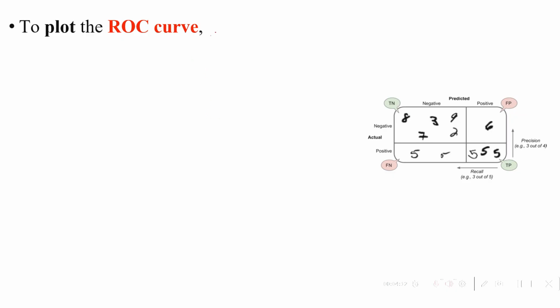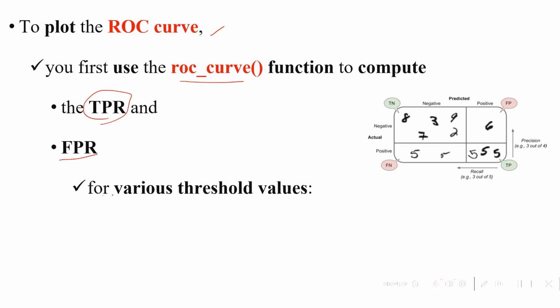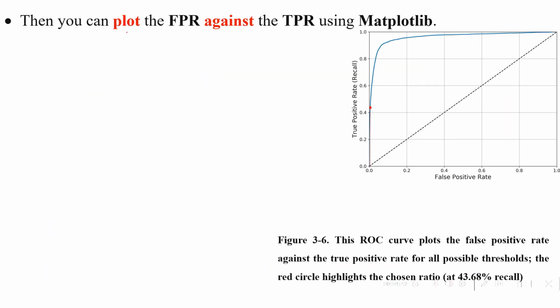To plot the ROC curve, you first use the roc_curve function to compute the TPR, true positive ratio, and FPR, false positive ratio, for various threshold values. From sklearn.metrics, we are going to import roc_curve. So here we are getting the different values of FPR, TPR, and thresholds equal to roc_curve(y_train_5, y_scores). Then we can plot the FPR against the true positive ratio using matplotlib.